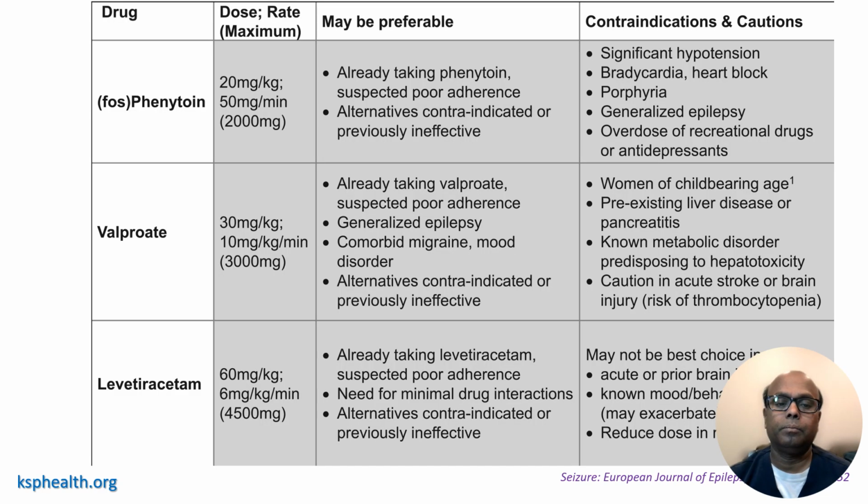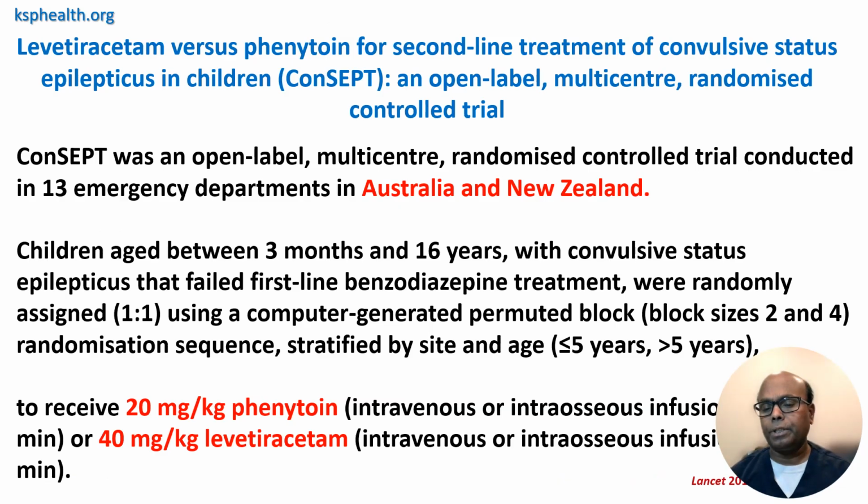We are going to discuss three trials to determine which anti-seizure medications need to be given after the initial benzos. One is the ConSEPT trial. It is an open label, multi-center, randomized controlled trial done in Australia and New Zealand. Children aged 3 months to 16 years were investigated. There were two arms. The one arm received 20 milligram per kilogram of phenytoin, intravenous or intraosseous infusion over 20 minutes. Second arm is 40 milligram per kilogram of levetiracetam, intravenous or intraosseous infusion over 5 minutes.